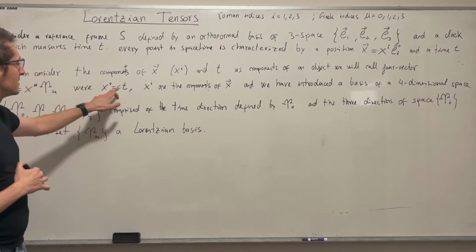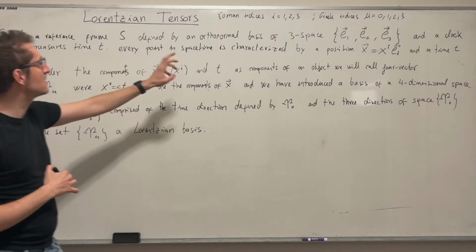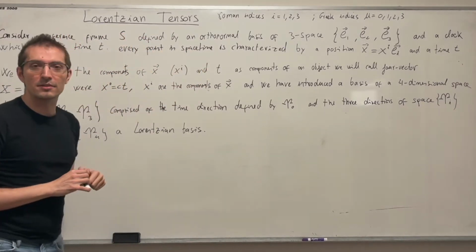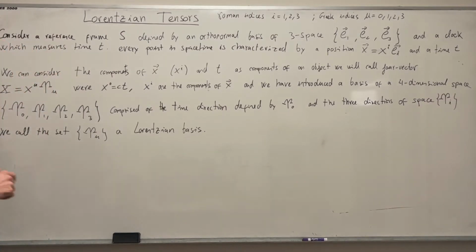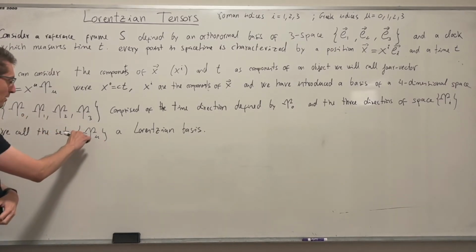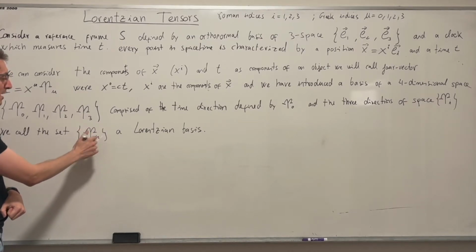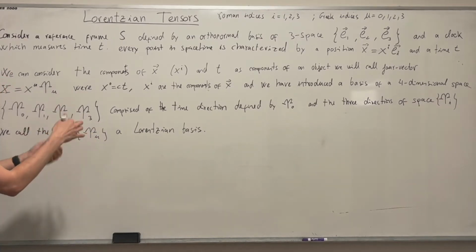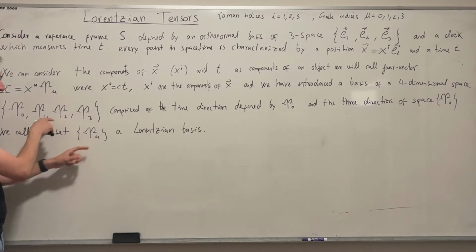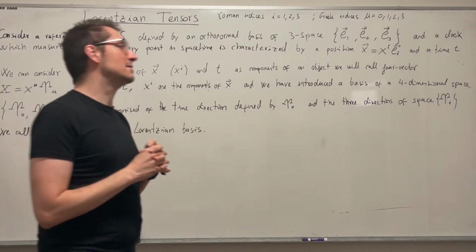And x^0 is c times t, where t is the time as measured by the clock associated with the reference frame S. I have introduced them to put them together as a vector, something like a 4-dimensional basis with 1 vector of the basis going in the time direction and 3 other vectors going in the spatial directions. Now, we call this set, which we abbreviate with epsilon mu, so mu runs from 0 to 3, the same set as this in abbreviated form, and this is a Lorentzian basis.